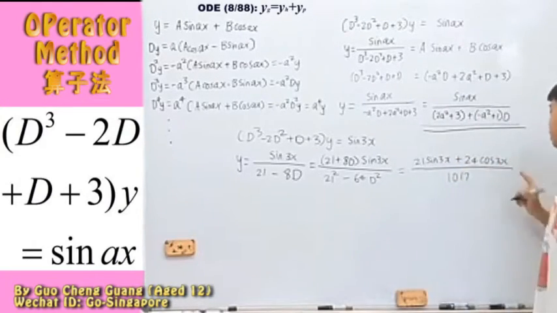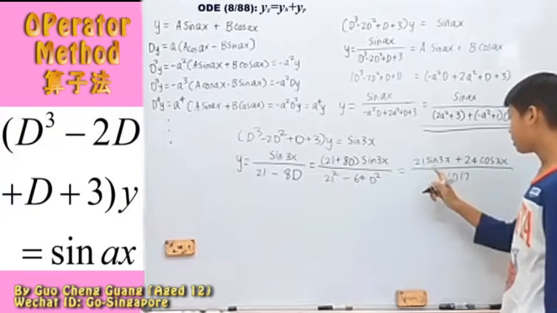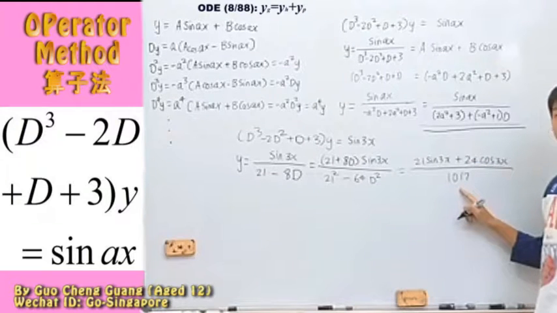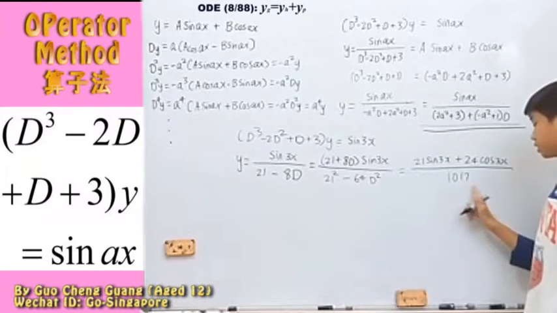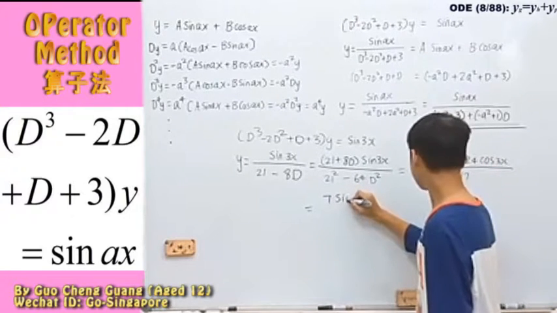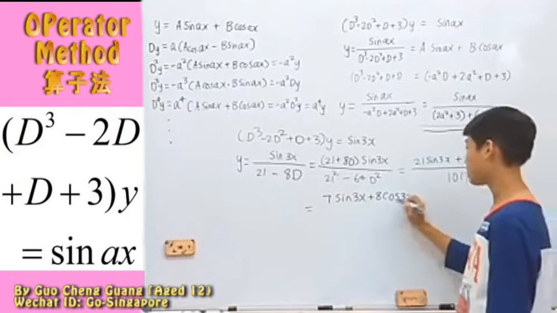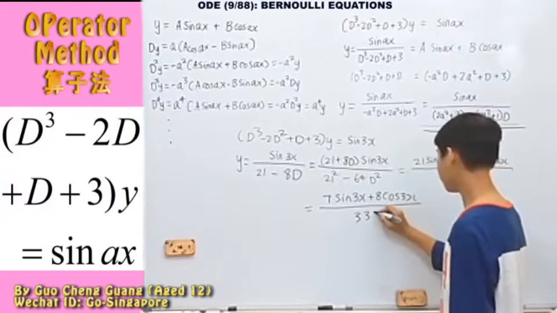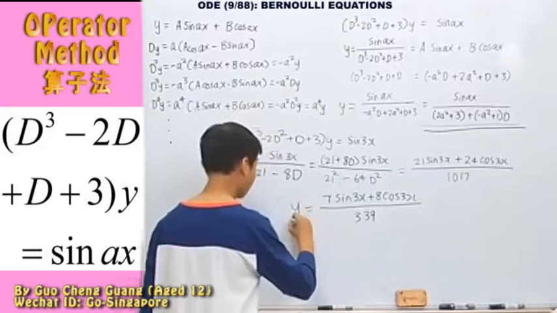But this looks good enough. Can we continue to simplify to make it even better? If you have realized, here is a multiple of 3, here is a multiple of 3, and below, 1 plus 1 plus 7, according to the divisibility by 3, is also divisible by 3. So if you want to simplify it even more, you can use 7 sine 3x plus 8 cosine 3x, then over 3, 9 for this part that you'll get. So here will be your y, finally.